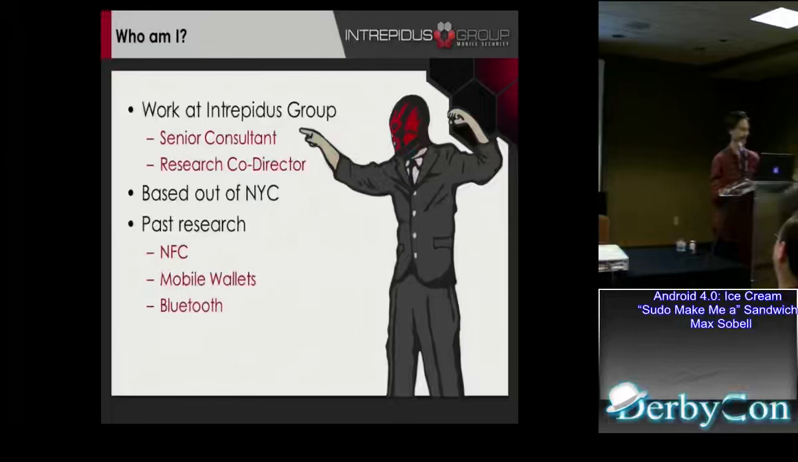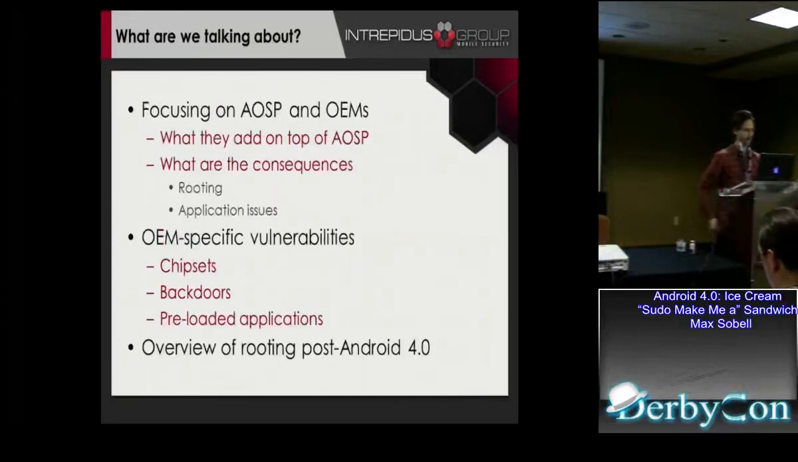All right. Did some past research in NFC, mobile wallets, and some Bluetooth stuff. Today we're going to be focusing on the Android open source project and OEMs, and then what the OEMs add on top of the Android open source project, and then what the consequences are. So we've seen a lot of rooting exploits and application issues and privacy issues come out of the pre-installed applications and modifications to the Android open source project. So this is really focusing on that today.